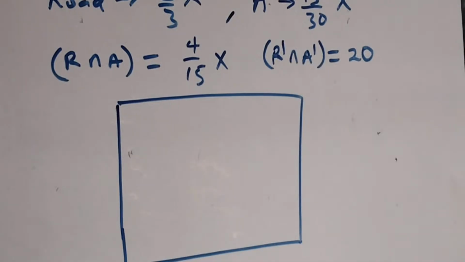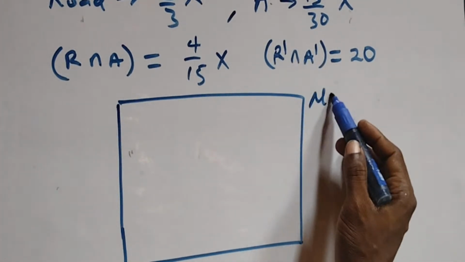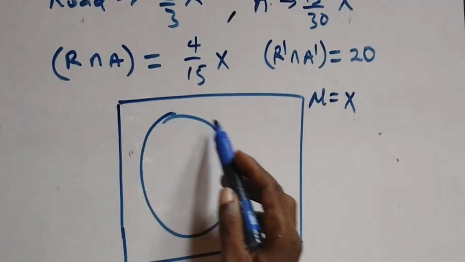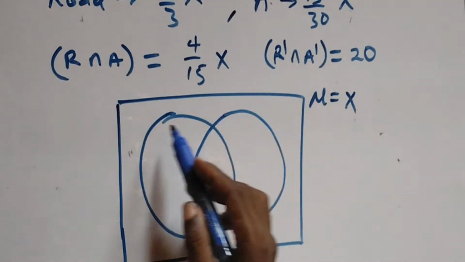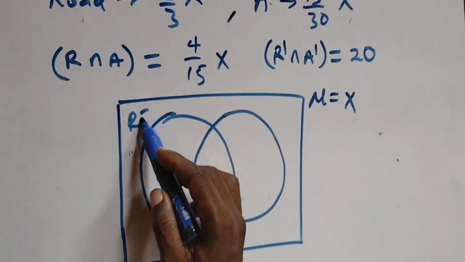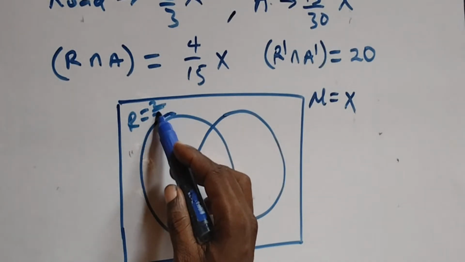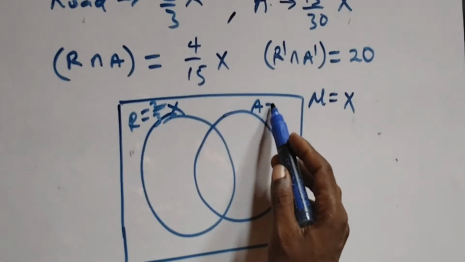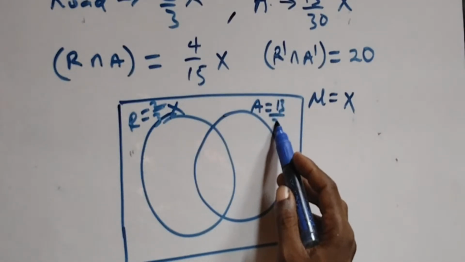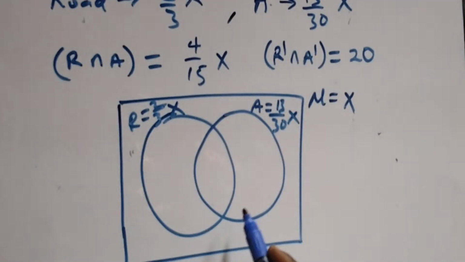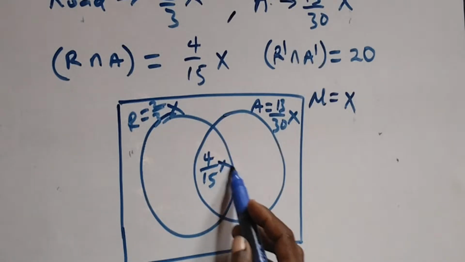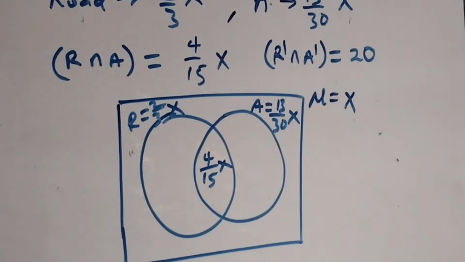and the universe set here is not known. So that's why we say x. We have two sets, that's two circles. The first is by road. Road is two-thirds of the total x. And here is 13/30 x. And both, we have 4/15 x. And those that do not travel by any means, we have 20.